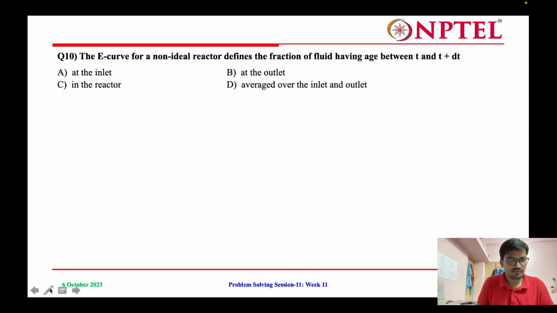Question number 10. The E curve for a non-ideal reactor defines the fraction of fluid having age between t and t plus dt. The E curve is called the exit age distribution. The E curve for a non-ideal reactor is defined as the fraction of fluid having an age between t and t plus dt at the outlet.